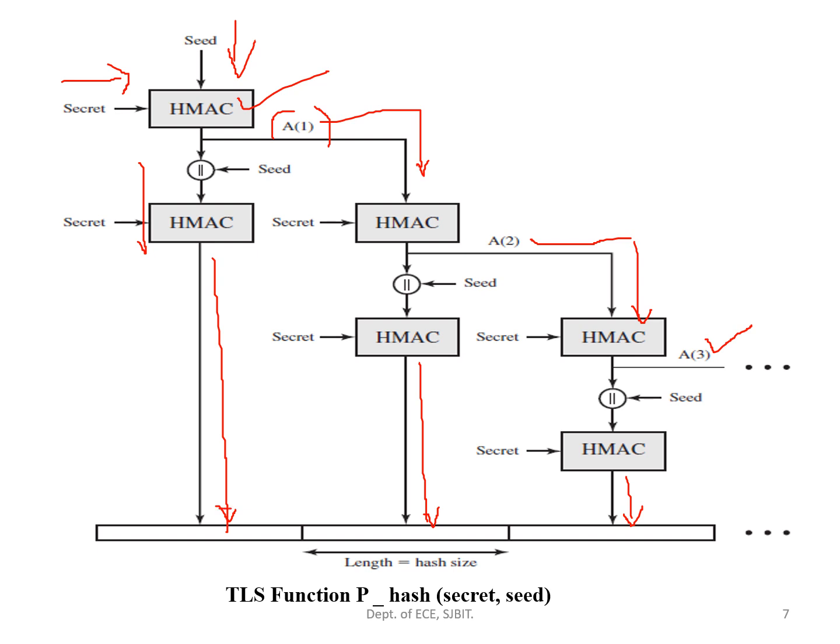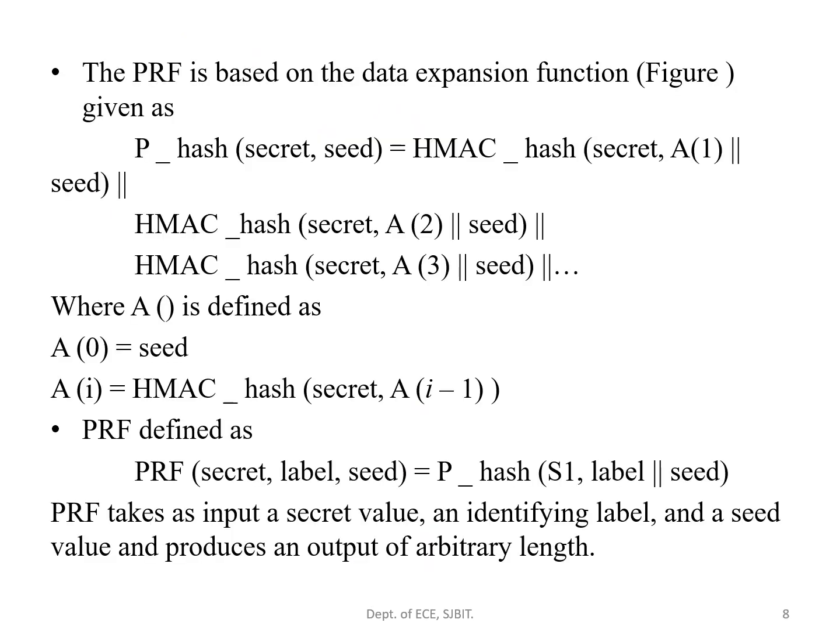For that we consider iterations: A(1), A(2), A(3), and so on. Depending on how much length we require, that many times we can apply the HMAC function, based on the number of blocks of data. Afterwards we can find the hash size at the end. This depends on how much data there is. If your data is less, the hash size is also less. If you have more data, we have to take blocks of data and then apply the HMAC function. In the last slide we saw that the pseudorandom function is based on the data expansion function, applying the hash function.